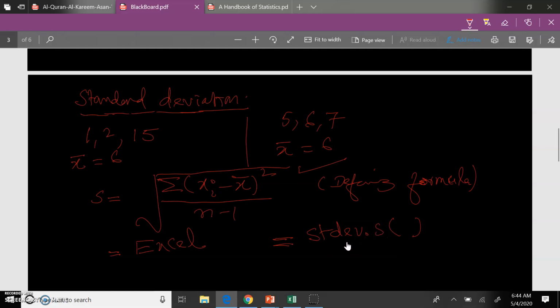Remember, there is a different formula for a population. Had this been population data, I would have used a different formula, right? For the population, I have a P here. STDEV.P is for the population and STDEV.S is for the sample. How we're going to do that, I will show you now using Microsoft Excel.